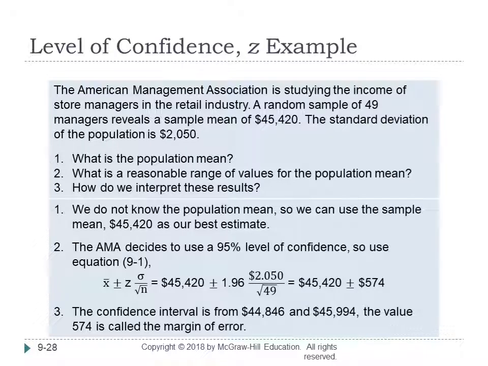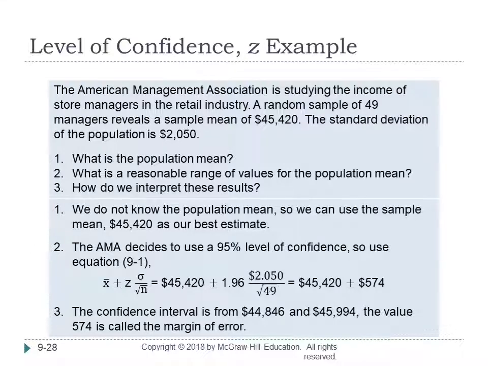We don't know that. It's not given. The population mean is unknown, but we can use the sample mean, which we know to be 45,420. We can use that as a point estimate. We can also define a confidence interval, which we will. That's number 2 now. What is a reasonable range of values for the population mean? This is now constructing a confidence interval. And how do you interpret these results?